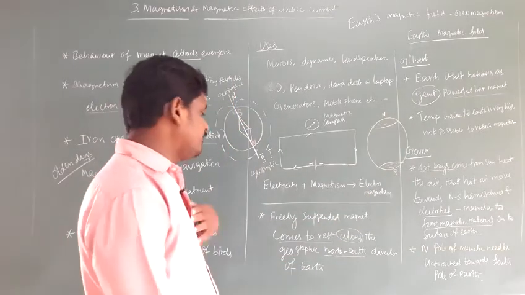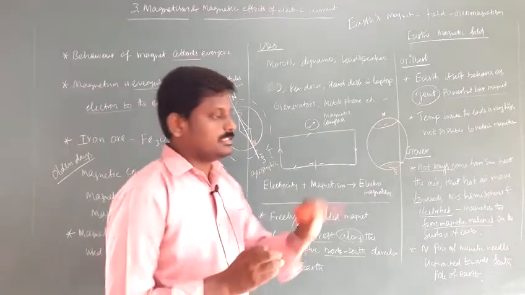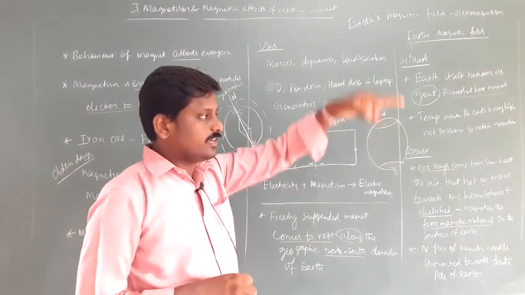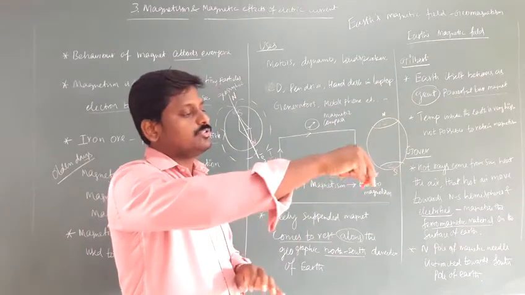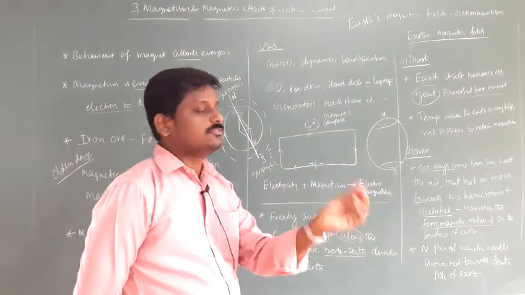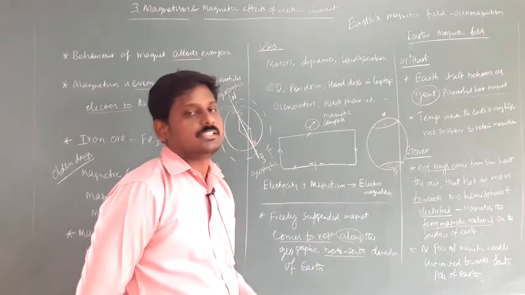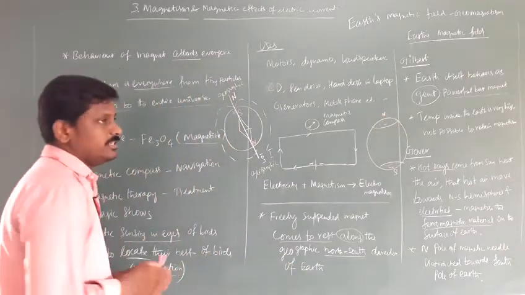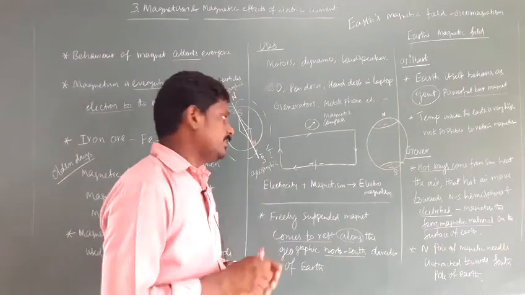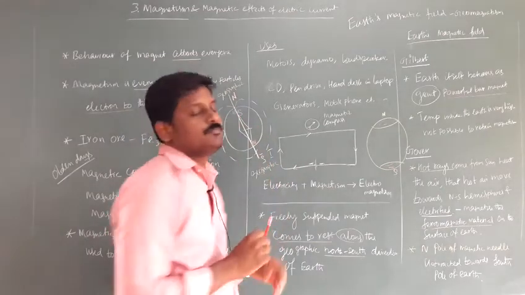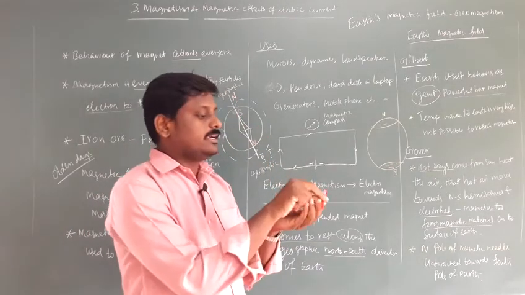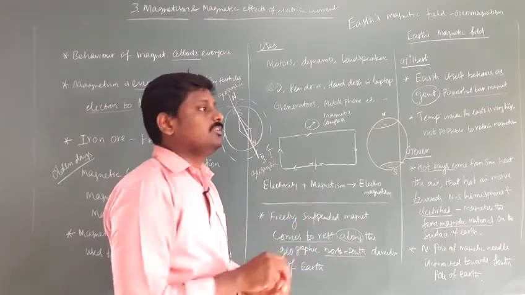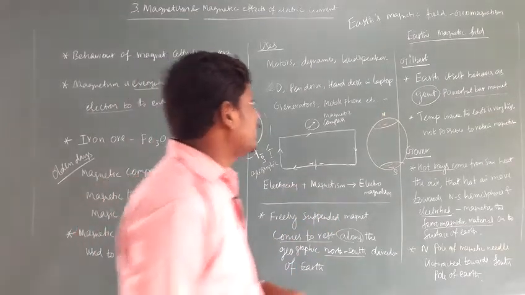Then a freely suspended magnet. Consider this is a magnet. If it is freely suspended, tied with a thread, finally it comes to rest along the north-south direction of the geographic earth. A freely suspended magnet is a compass. Inside the compass needle, magnetic material is placed. If it is freely suspended, again it comes to rest along the direction of the earth's magnetic field, that is north-south.